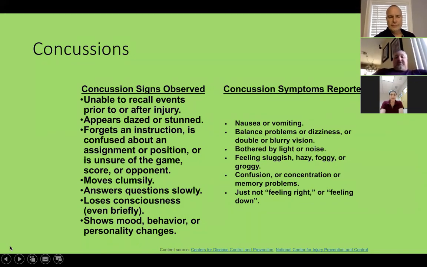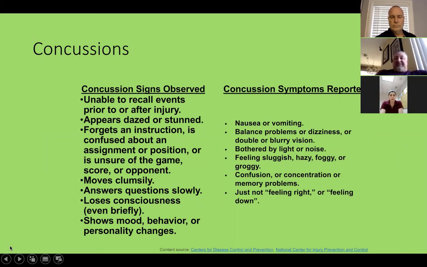So here are some common concussion signs that are observed. The patient will be unable to recall events prior or just after the injury. They might appear dazed or stunned. They forget some instruction, or are confused about any assignment or position, or unsure of the game, score, or even the opponent they're playing. They will be moving clumsily, more than normal. Their answers to questions really slow down. Most people think about concussion as where they lost consciousness, but not all concussions involve losing consciousness. And then they might have some mood, behavior, or personality changes.